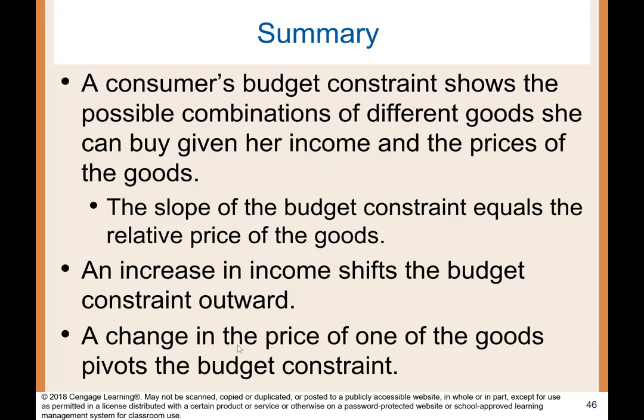In summary, a consumer's budget constraint shows the possible combinations of different goods she can buy given her income and the price of goods. The slope of the budget constraint equals the relative price of the goods. An increase in income shifts the budget constraint outwards. A change in the price of one of the goods pivots the budget constraint.